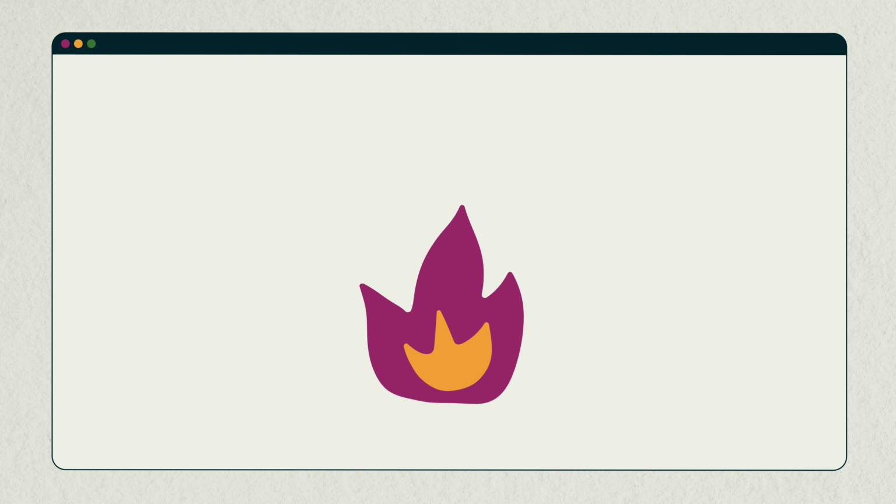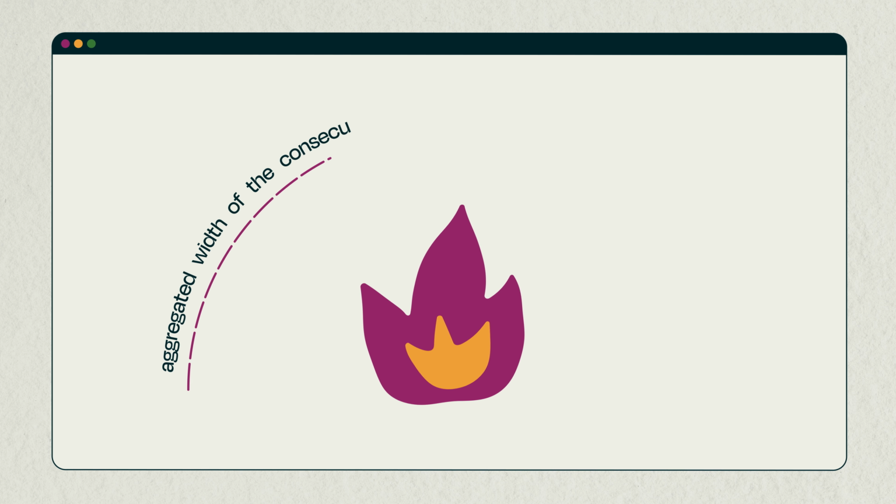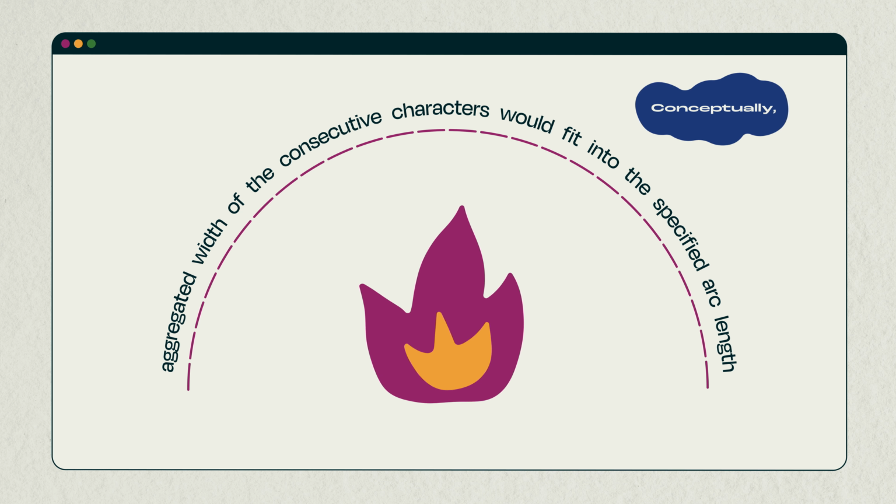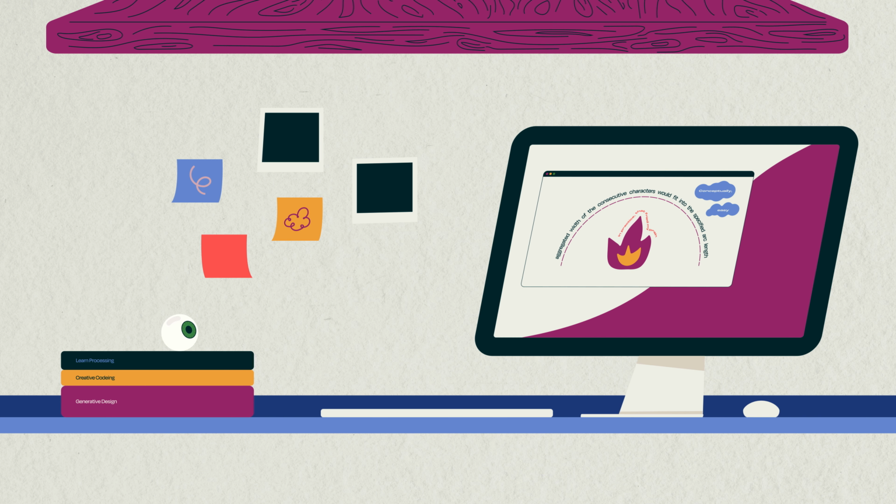So that prompted developing a string truncate method, checking if the aggregated width of the consecutive characters would fit into the specified arc length. Conceptually, it was an easy task. In practice, that fried my brain. I sometimes had to step away to clear my head, and that lasted until I found the savior, lastIndexOf methods.